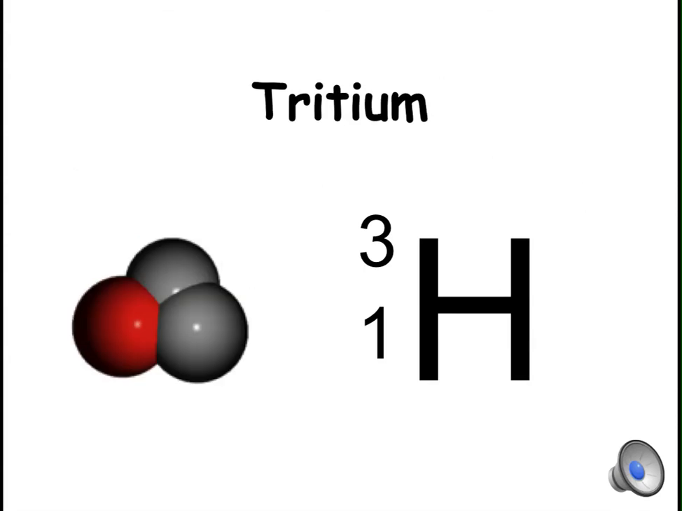Our next isotope is tritium, and this one has the atomic mass of 3 and the atomic number of 1. If you look in the image, you see that there is 1 proton and 2 neutrons. So we subtract 1 from 3 and we get 2. Once again, there is no charge, so the electrons are equal to our protons.